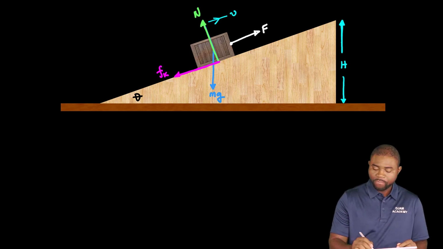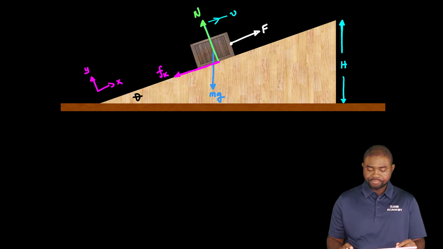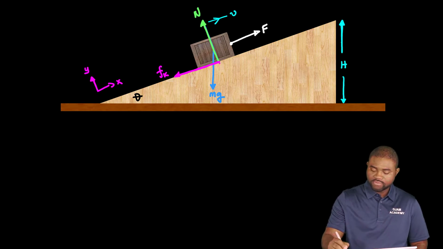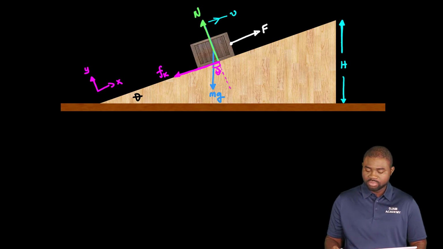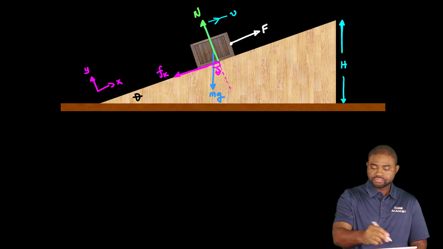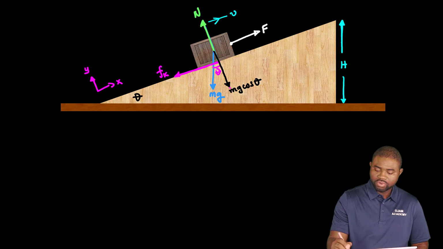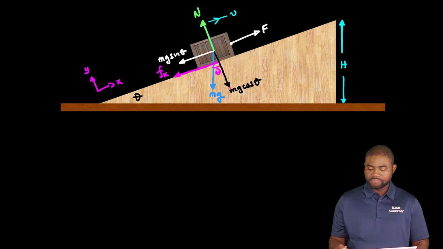Now, I'm going to orient my coordinate system to lie along the plane. This will greatly simplify the problem. What you need to note is that this angle right here is theta. And if that angle is theta, that means that we can resolve the weight into two components. This one will be mg cosine theta. You have this component along the plane. This will be mg sine theta.